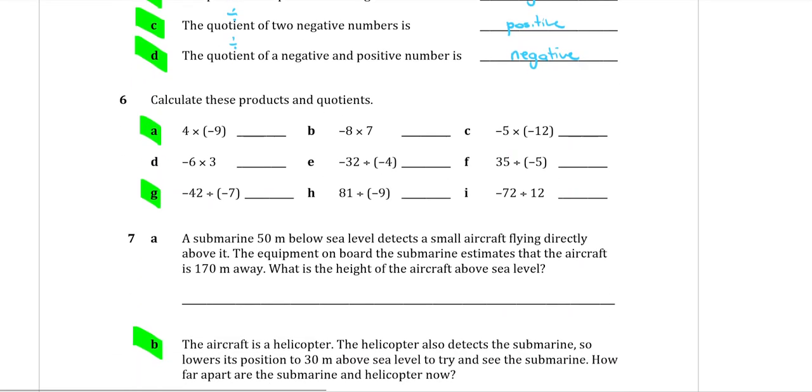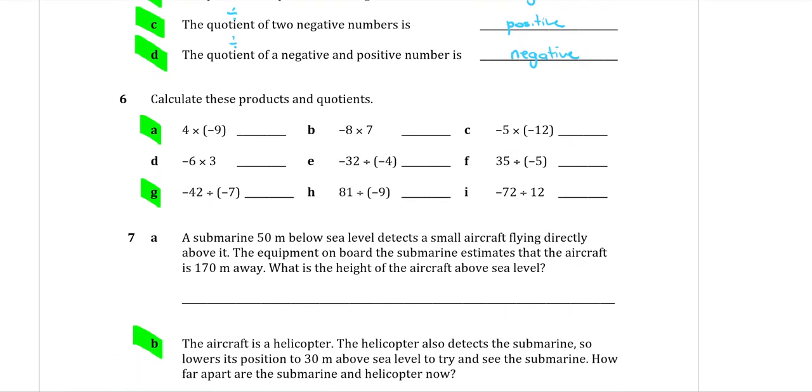Okay, then we have question 6 where we're multiplying. Again, you can do them on your calculator, but we can do them without as well because we're clever. So the 4 is positive and the 9 is negative. So if there's no symbol here, it means it's positive. So I have a positive and a negative, which means I'm going to get a negative. And we're multiplying, so I do 4 times 9, which is 36.